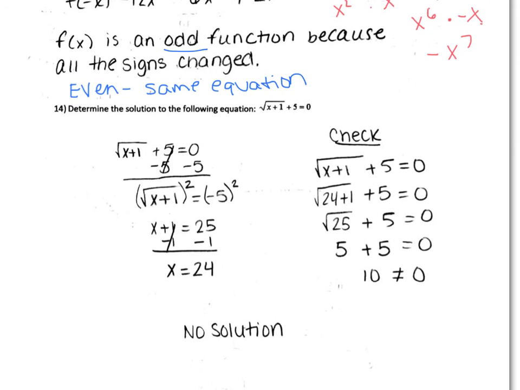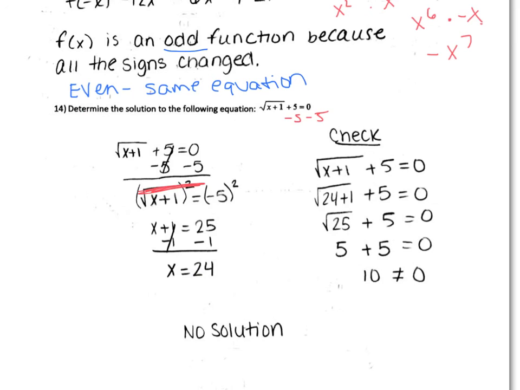Okay, now what we're going to do is solve this radical equation for number 14. Before we can solve the radical equation, we have to isolate the radical so that it's the only thing on one side of the equal sign. So if you notice, what I did first was subtract 5, and I got the radical of x plus 1 equals negative 5. To get rid of the radical, you have to square it because the radical and the square cancel, and I'm left with x plus 1 equals 25. To solve for x, you just subtract 1 and you get 24.